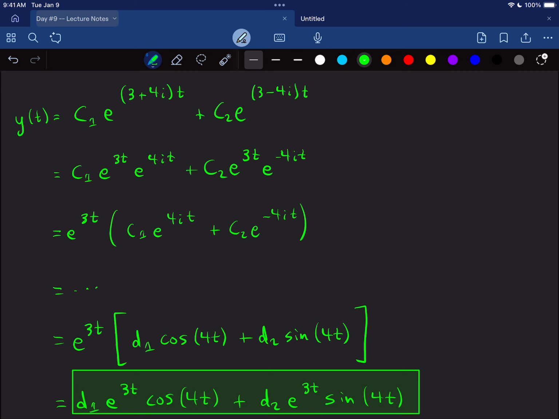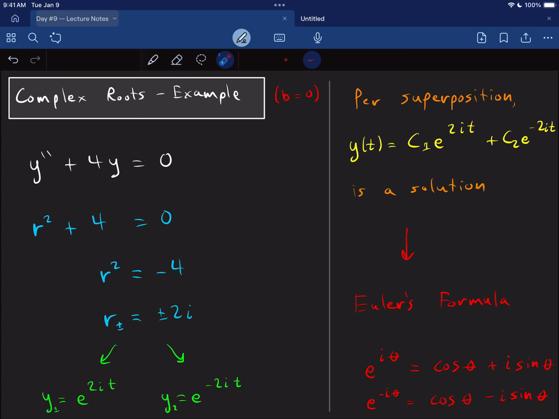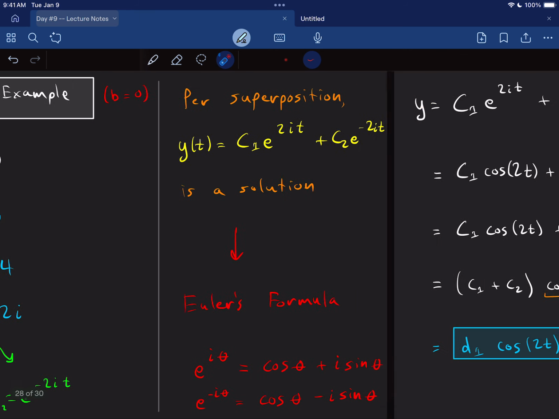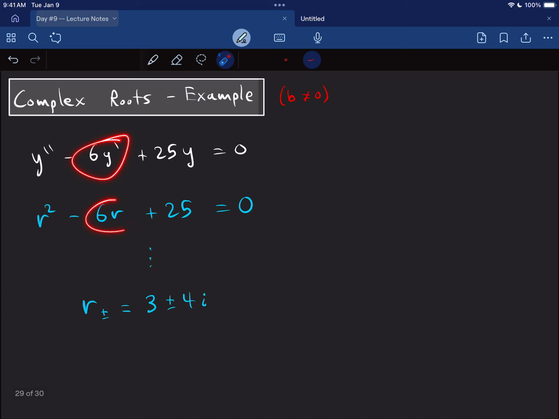So these two examples are good. They show a slight difference in this complex case. In the complex case, if you don't have that y prime in there, if b is 0, your roots will be purely imaginary. There's no real piece over here. There's no number right there. And so when it's purely imaginary and you go through and do all the Euler's formula stuff, you end up with only sines and cosines. But when you have that y prime, you will always have a real part to your root.